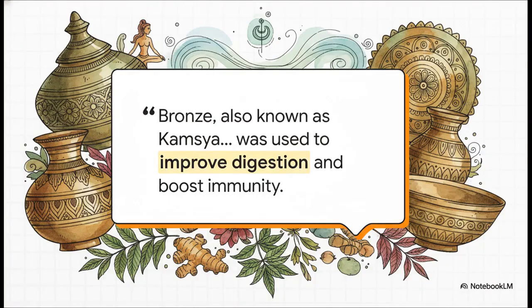And this is not a new idea. It's ancient. This quote from the Charaka Samhita, an ancient Indian text, shows that alloys like bronze weren't just for tools. They were even used for medicinal purposes, believed to improve health. That's a truly amazing piece of our scientific history.